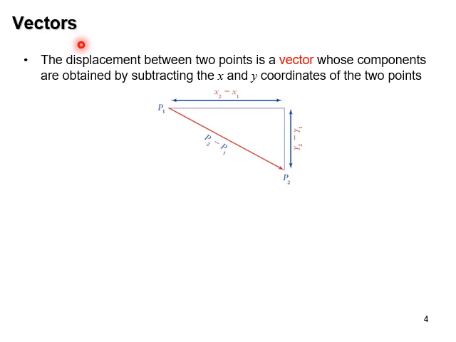So first we have to talk about vectors. Given that this method is called vector graphics, what is a vector? As we already know, the displacement between 2 points is a vector whose components are obtained by subtracting the x and y coordinates of the 2 points. Let's assume we have point 1 that has coordinates x1 and y1, and point 2 that has coordinates x2 and y2. Then the vector connecting p1 and p2 will have, in the x-axis direction, x2 minus x1, and the dimension in the vertical direction is y2 minus y1. So this is a vector connecting 2 points.